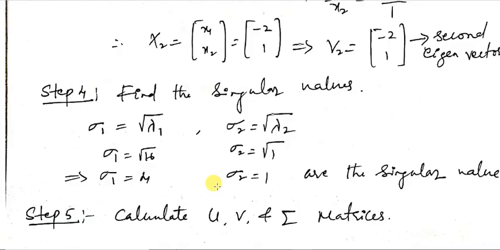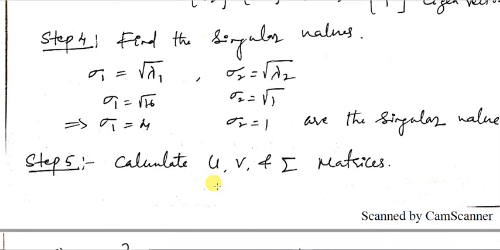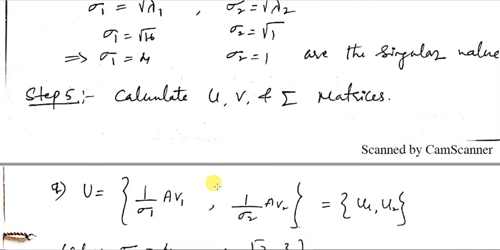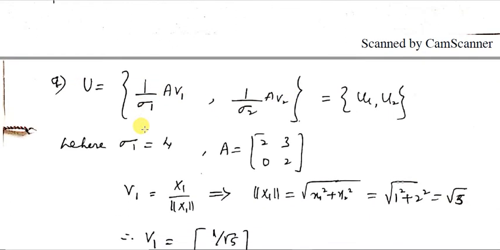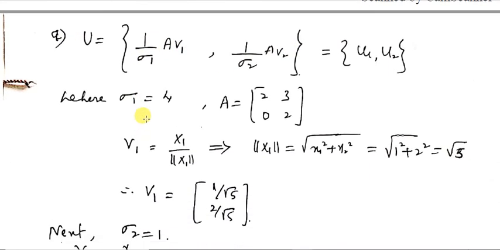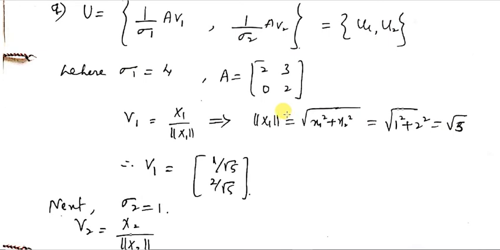Next, let us compute the three matrices U, V, and sigma. So U can be computed by using the formula 1 by sigma 1 A v1, 1 by sigma 2 A v2. So this is denoted by u1 and this is denoted by u2. So columns u1 and u2 form the matrix U. So for sigma 1 is equal to 4 and A is equal to [2, 3; 0, 2]. Now let us compute U and V.